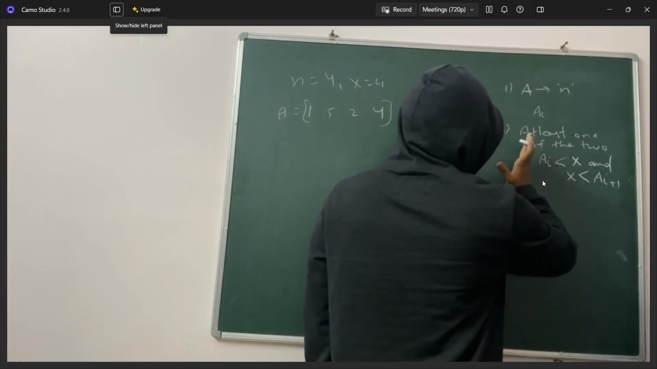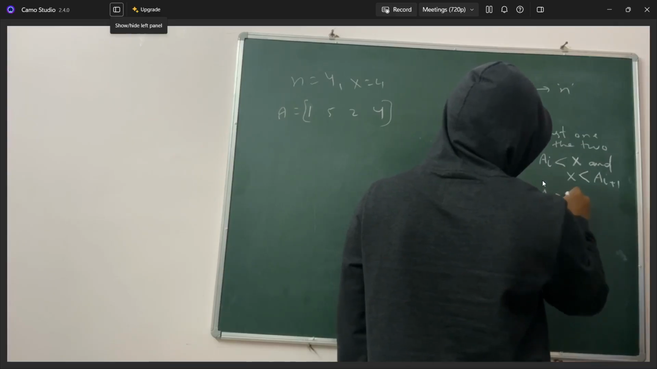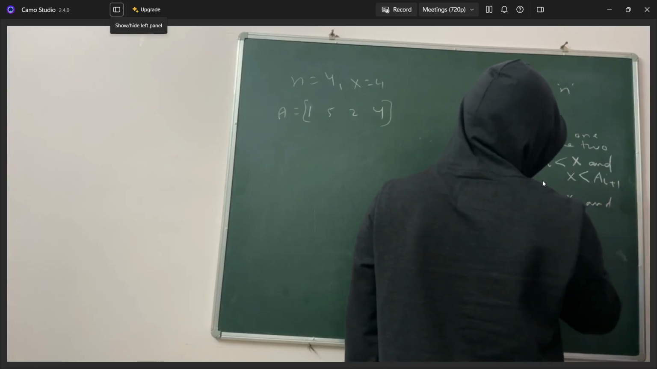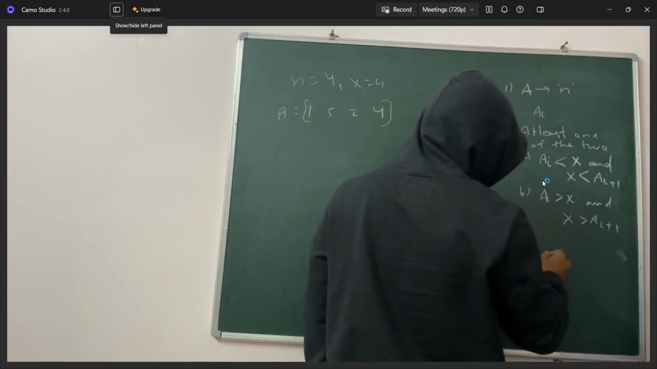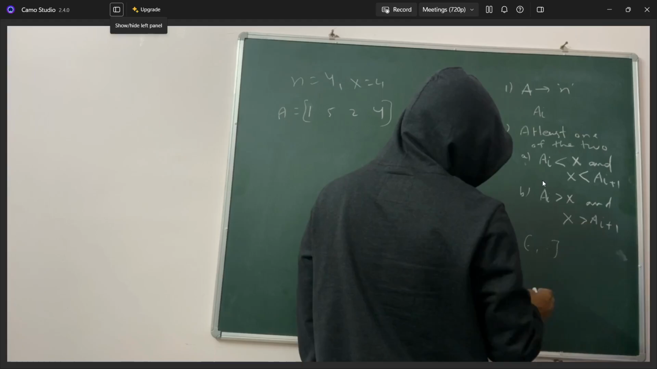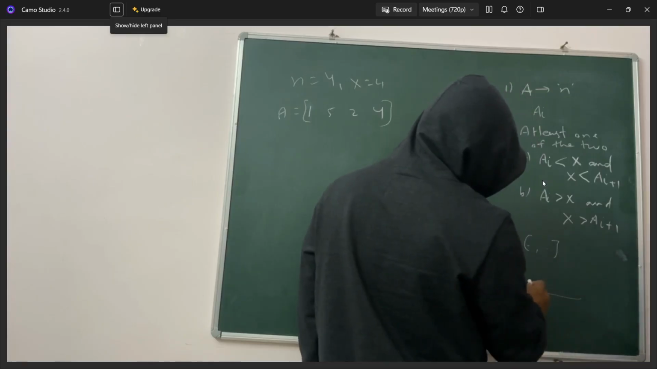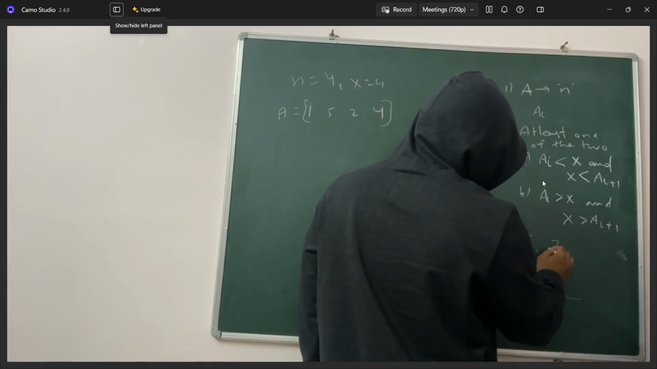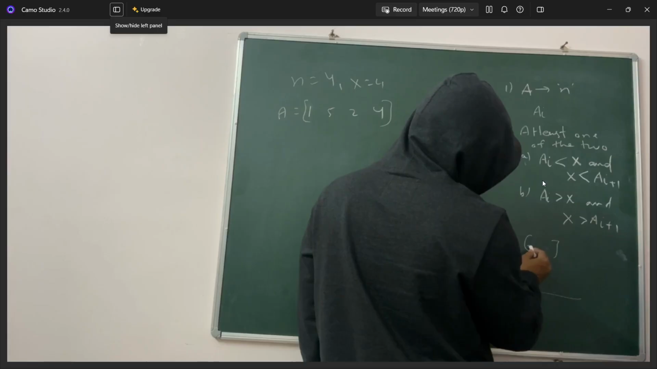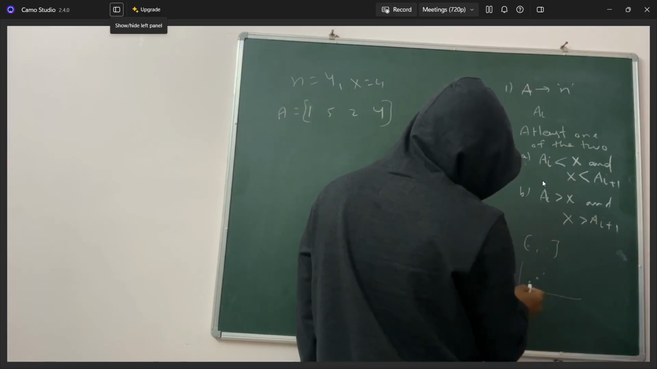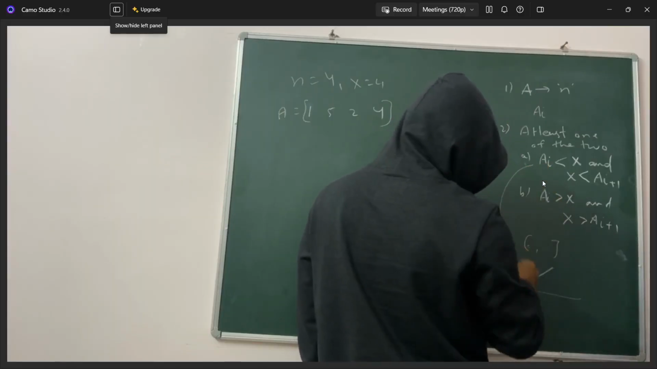Or they have said A[i] is strictly greater than x and x is strictly greater than A[i+1]. Basically when you have two adjacent elements, and you try to plot them on a number line, x has some value, and it should be strictly greater than the previous one and strictly less than the next one. So our graph has an increasing slope. This is the first case.